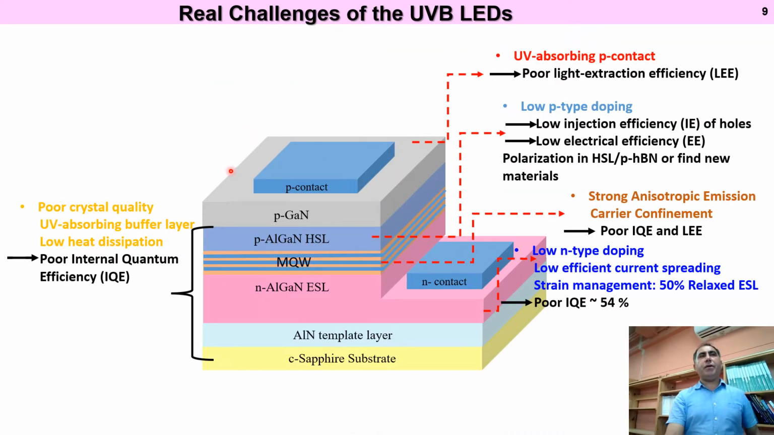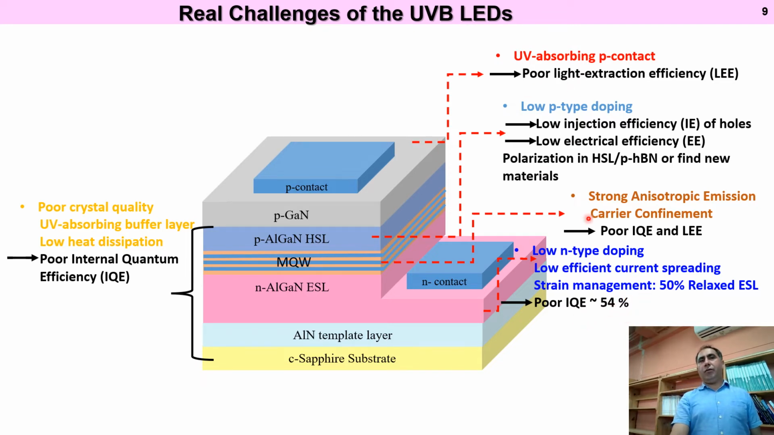I'll briefly talk about the research challenges of UVB LEDs. We improved some of the challenges. For example, we can make a very good aluminum nitride template with good crystal quality, and also improve the electron source layer for the UVB LED. And by growing quantum wells on this good crystal, we can get an IQE of 54%, but that is still not enough.